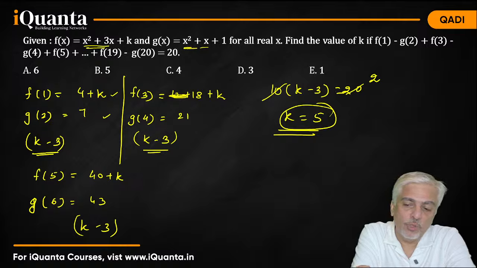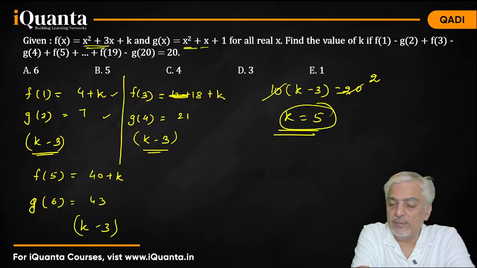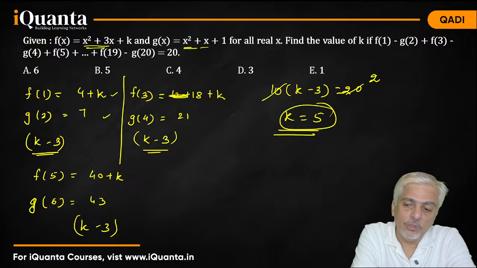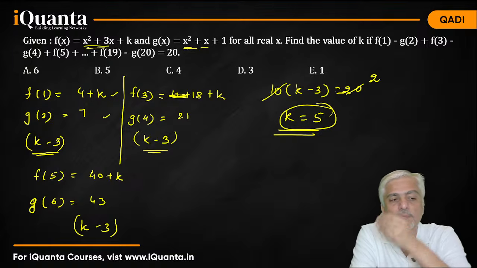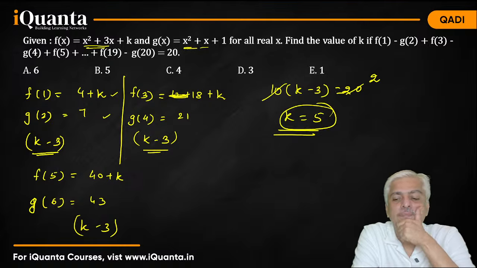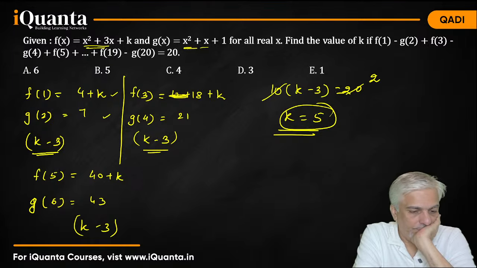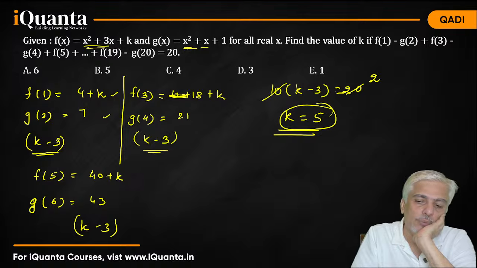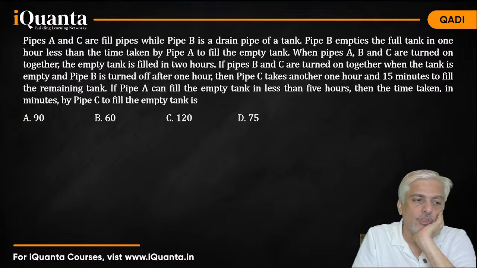Who's still getting 4? Aditya, what happened? Check your method. Why are you getting 4? Okay, Aditya, I hope you checked your approach. Chalo, next one.